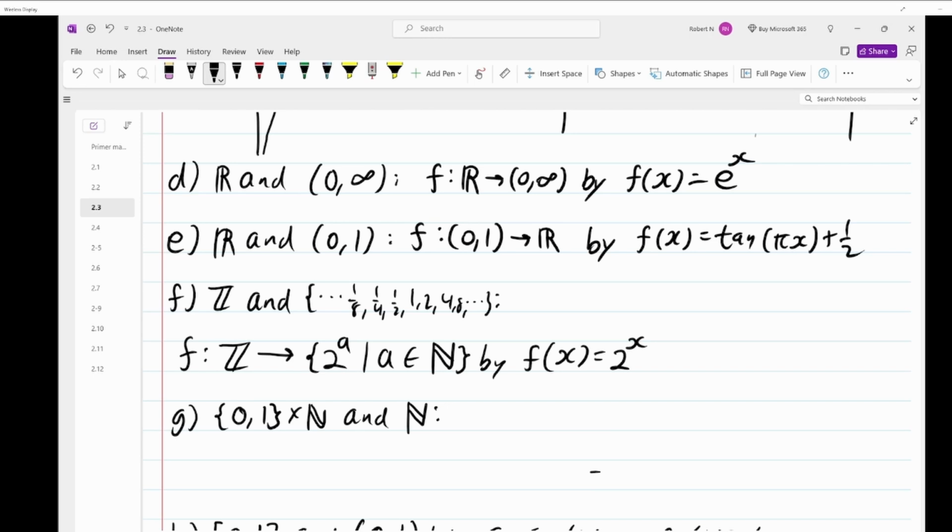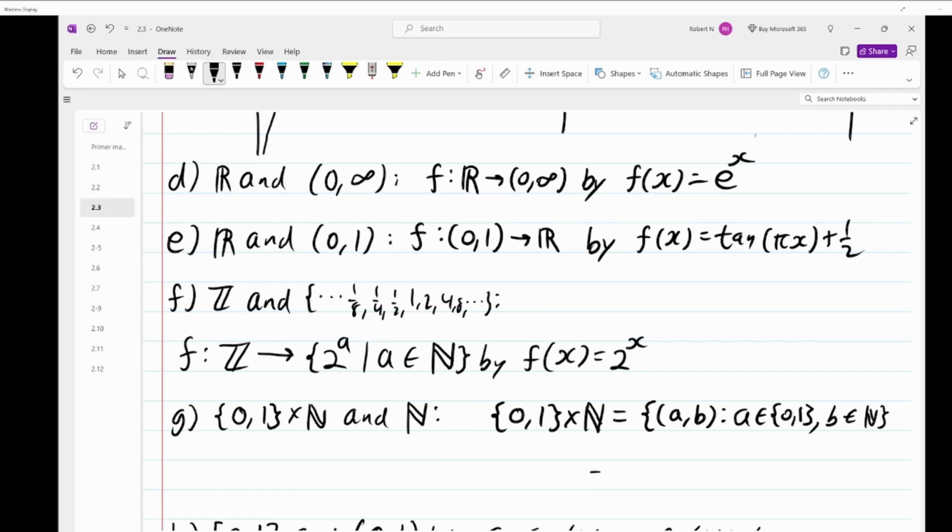Set multiplication is not something... This is not set multiplication. This is the Cartesian product. So {0, 1} cross N looks like this. It's the set of all ordered pairs (a, b) with a in {0, 1} and b in N.